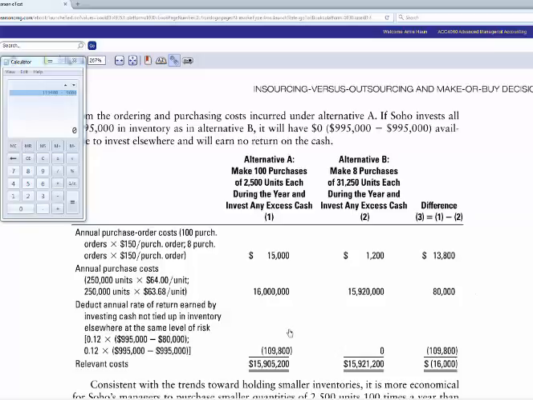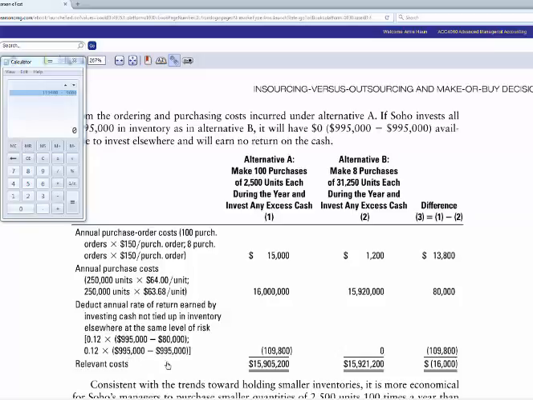But we have said we could have a 12% return on the cash if we instead invested elsewhere instead of in inventory. Now, under this particular method, what we're going to do is get the net of the difference between investing in one versus investing in the other. So 995,000 minus 80,000 is going to give us an amount.